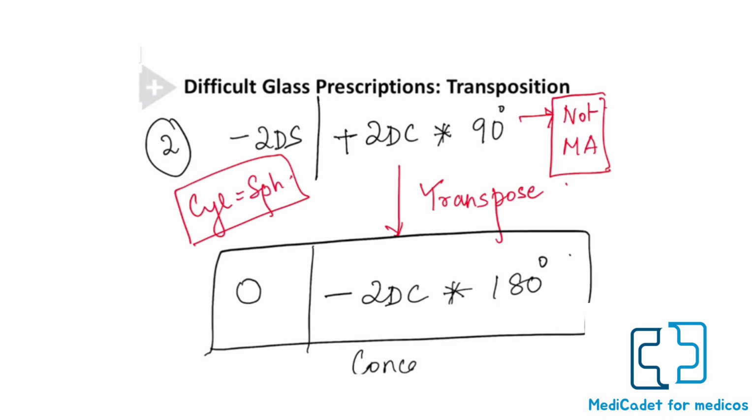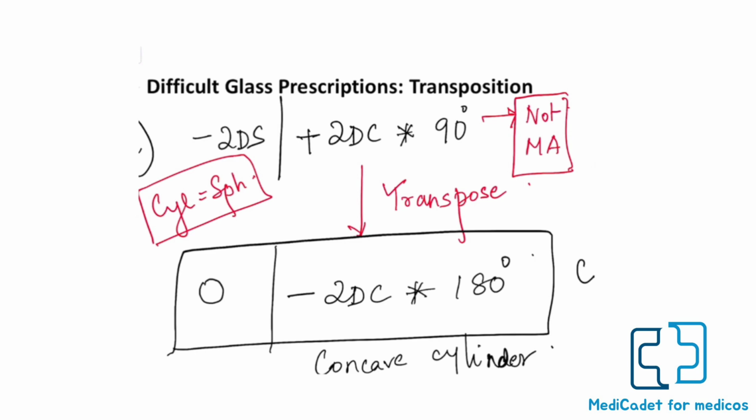So what is this? This is a format again which we understand. This is nothing but a concave cylinder. So what is my refractive error? It is SMA, simple myopic astigmatism. So it is simple myopic astigmatism. Okay, so these are the two slightly difficult types of prescriptions that can come.